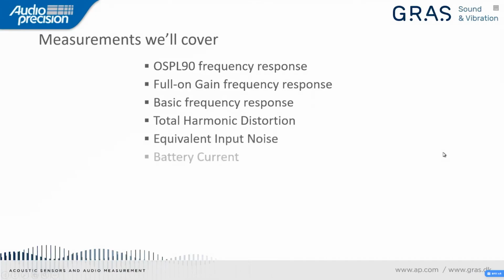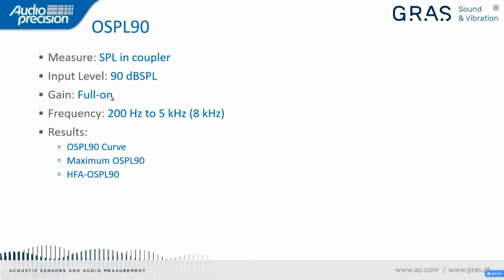So let's look at some of the details of these measurements. First, we have the OSPL 90. This is an abbreviation for output sound pressure level for an input acoustic level of 90 dB SPL. So most of these involve measuring the sound pressure level in the coupler. In this case, the input SPL is 90 dB SPL, as the name implies. The gain of the device is set to full-on gain, and the frequency range is 200 hertz to 5 kilohertz for the production test standards, and 200 hertz to 8 kilohertz for the R&D standard, the Part 0 standard. The results are the OSPL 90 curve, which looks like this for the hearing aid I'm going to be demonstrating today.